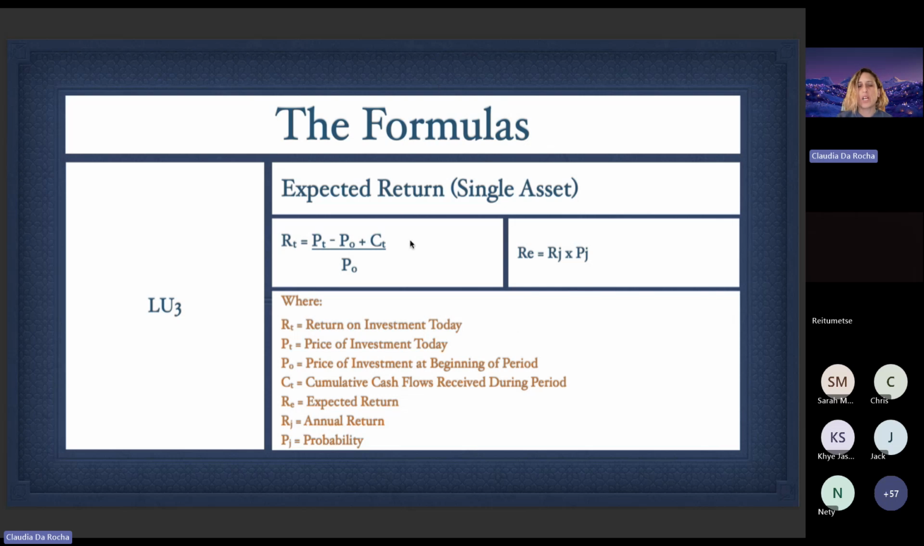Okay, so the one on the left, we have RT is equal to PT minus P0 plus CT, over P0. I will unpack that a bit more. I have indicated underneath what each item stands for, but I'll unpack that on the mural, as well as our RE is equal to RJ times PJ, which is in essence with the probabilities. Okay, so this is for expected return of a single asset. Your probability formula can also be used for multiple assets, but normally it is for a single asset.